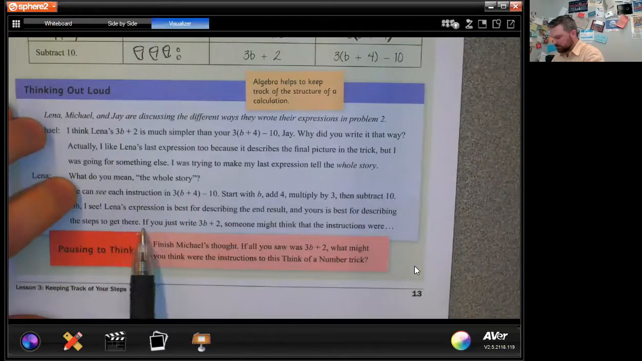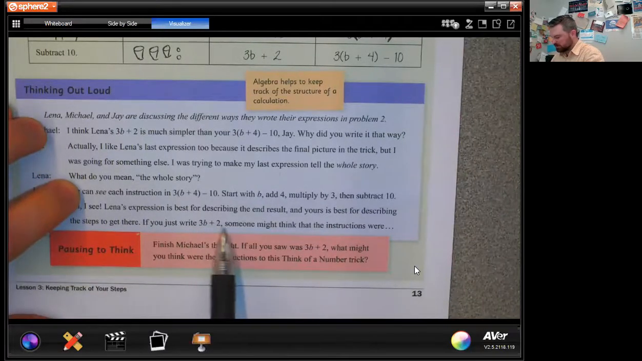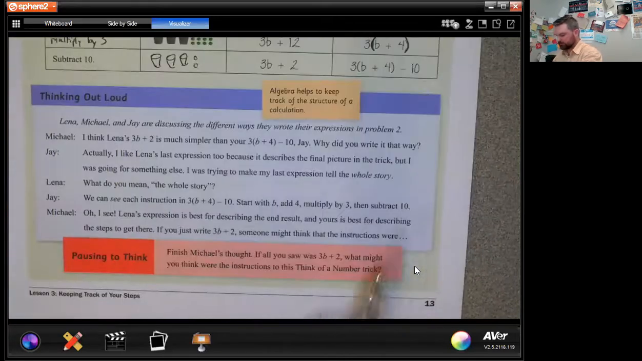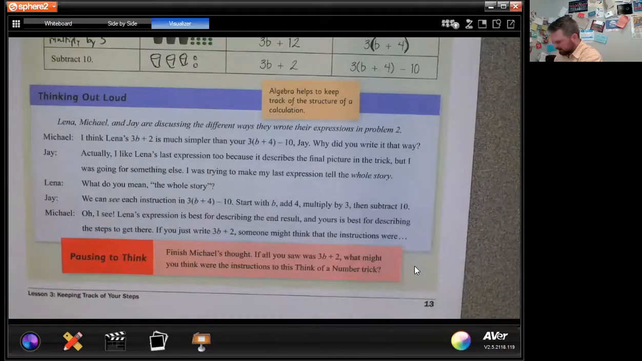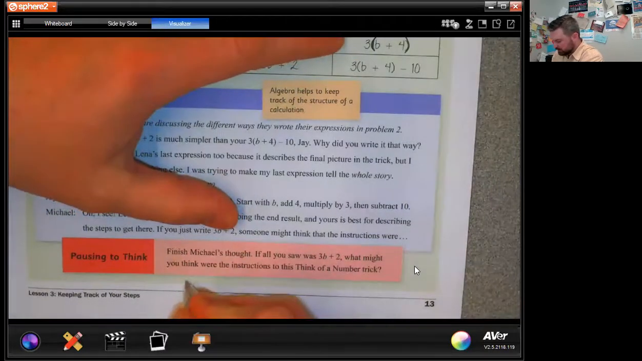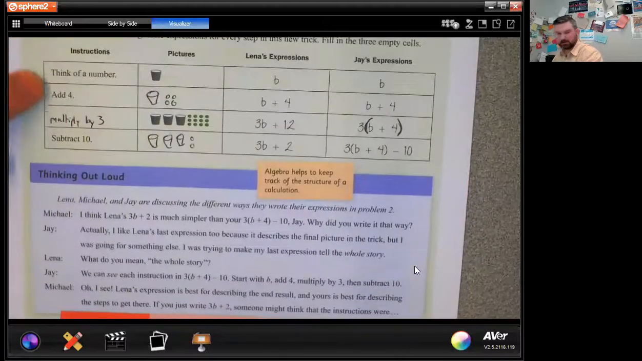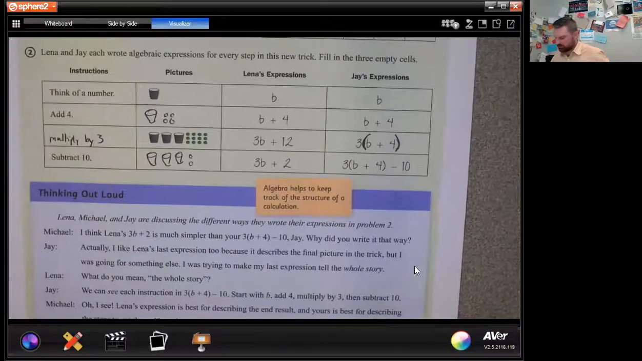If you just write 3b plus 2, someone might think that the instructions were, okay, finish Michael's thought. If all you saw was 3b plus 2, what might you think the number trick would be? Well, I would think you take b times 3, then add 2. And we can see that those weren't steps at all there.